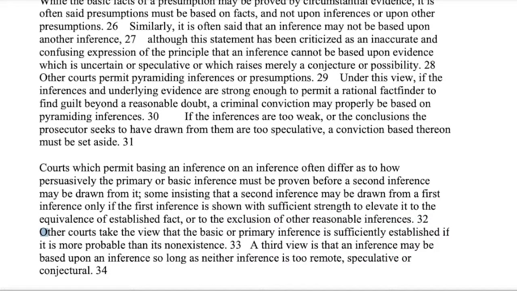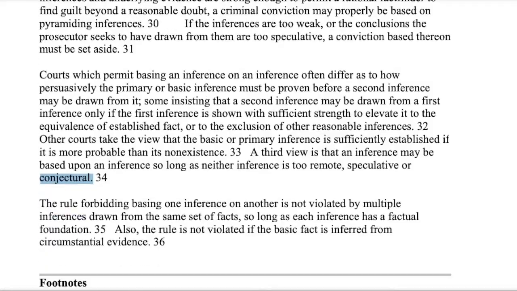Then there's the second one. Other courts take the view that the basic or primary inference is sufficiently established if its existence is more than probable than its non-existence, which makes it a lesser bar. The third view is an inference may be based upon another inference so long as neither inference is too remote, speculative, or conjectural. So that's a very low bar.